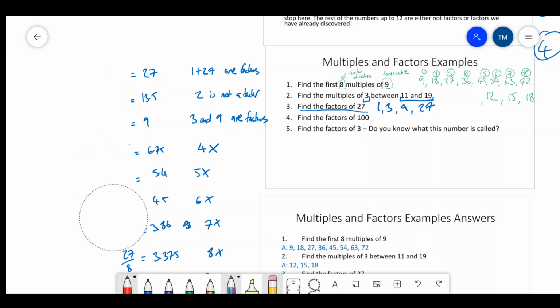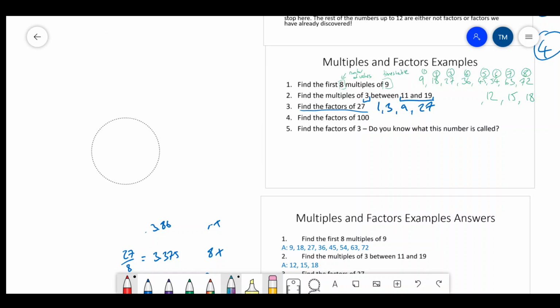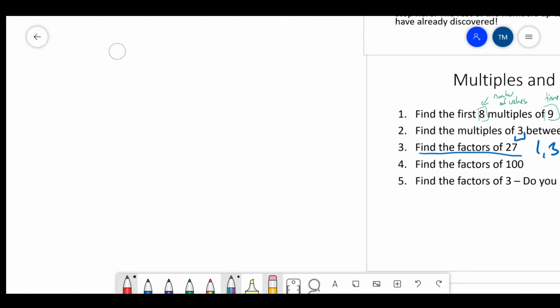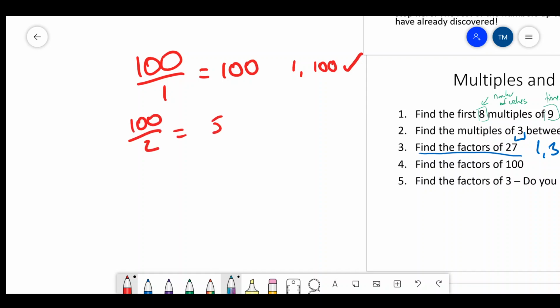The next answer is to find the factors of 100. So to find the factors of 100, all we need to do is do exactly the same again. So we say that we've got 100 divided by 1 is equal to 100, so 1 and 100 are factors. We've got 100 divided by 2, which is 50, so 2 and 50 are factors.